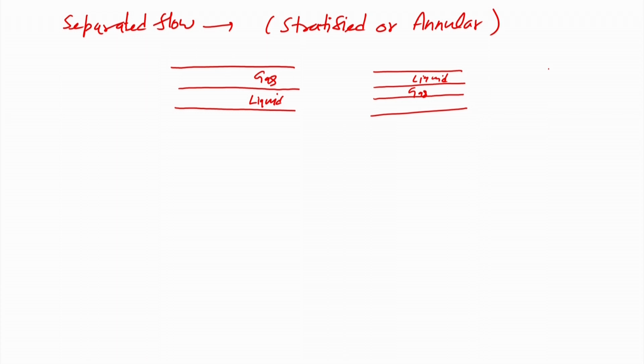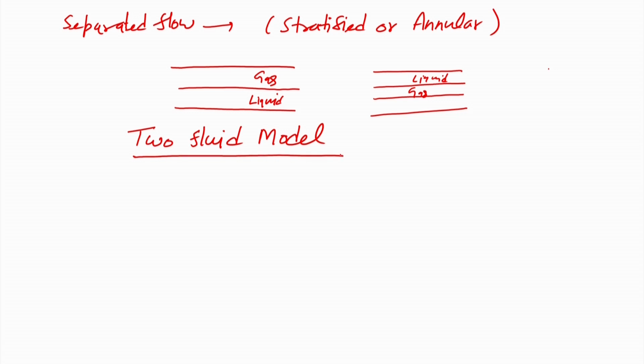So, what we are going to see is how to write the delta P equation for this kind of flow. For writing the delta P equation for stratified or annular flow, generally we use the two fluid model. Many books will say it is a two fluid model or Euler model. This model is very popular to calculate the delta P for stratified and annular flow.